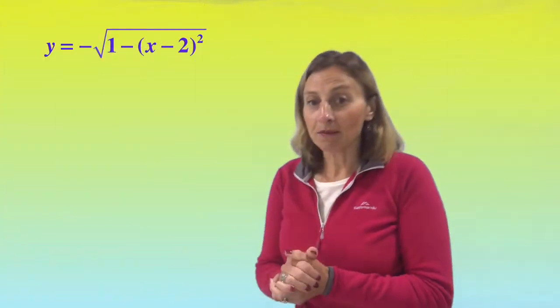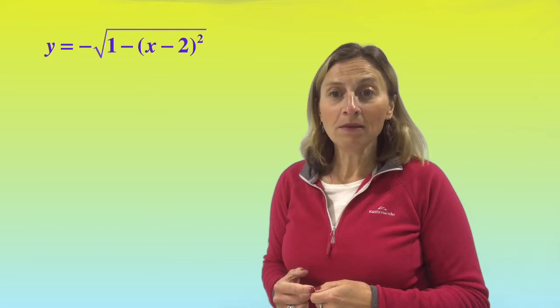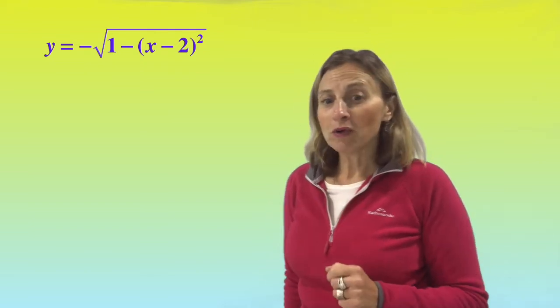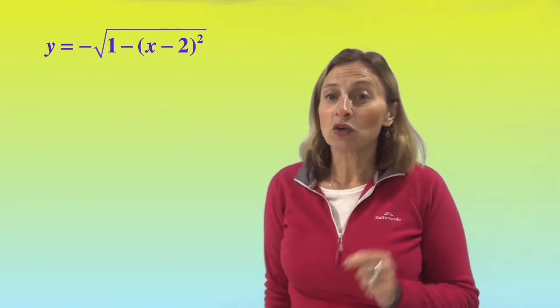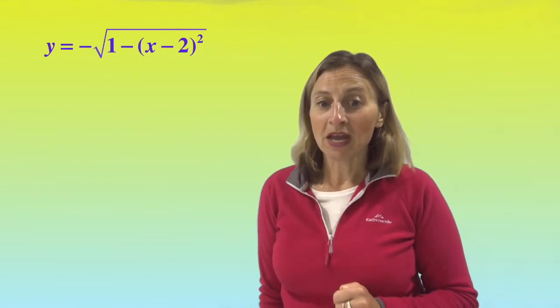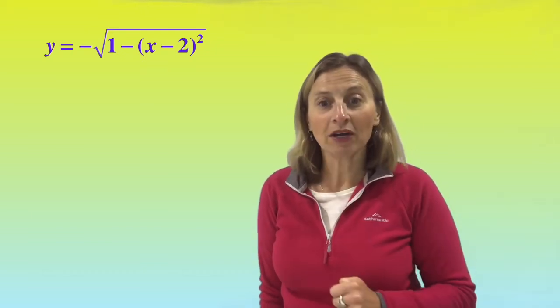What have we got this time? Here we go. y equals minus the square root of 1 minus (x minus 2) all squared. If you're really cluey, you might see straight away that your centre is going to be 2, 0 and your radius is 1. If you can't see that straight away, let's see where it comes from.